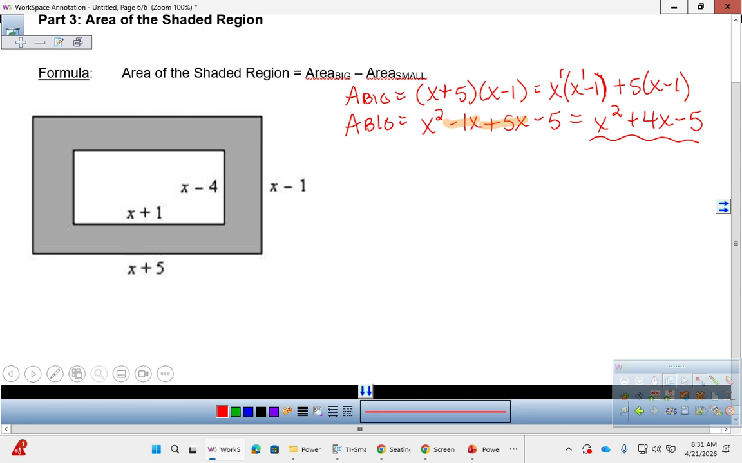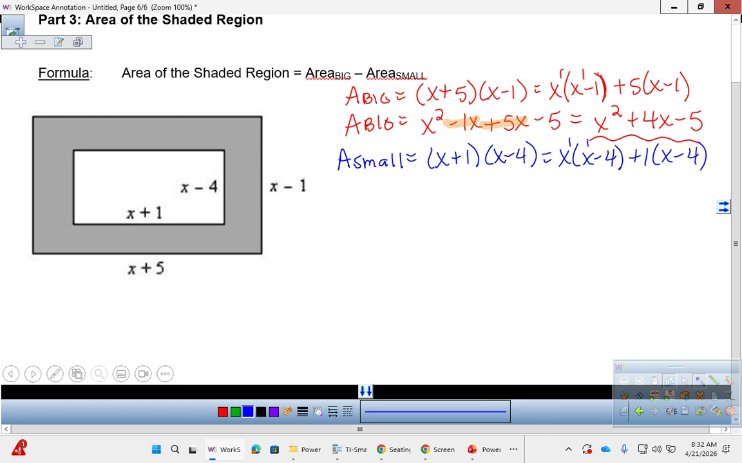I went kind of fast. We did that yesterday, so hopefully you're okay with that. Area of the small. So I'm looking at the side lengths of the small. It looks like I have a plus 1 and a minus 4. Doesn't matter which one you write first. The first x times the x minus 4 and the plus 1 times the x minus 4. You just have to make sure you're distributing to everything.